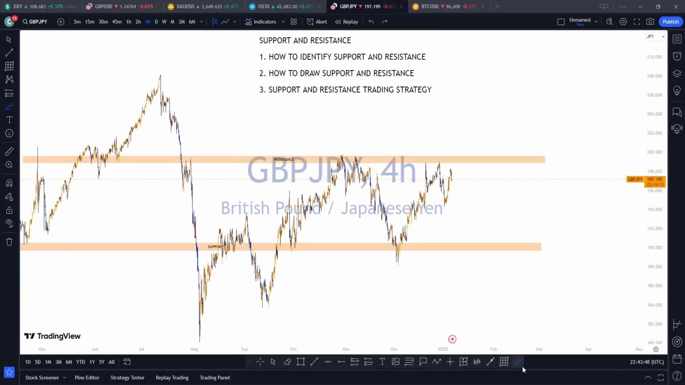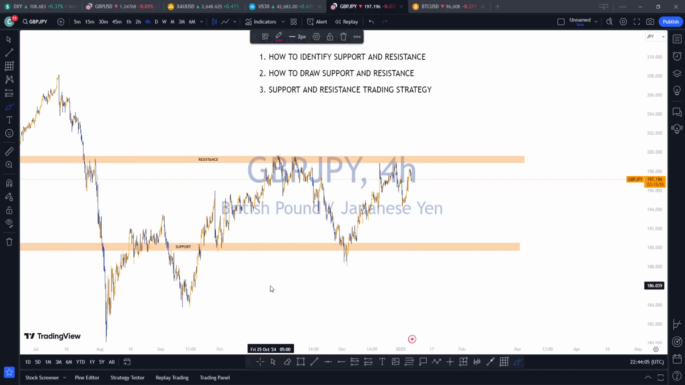We can also see a reaction around this area right here. I know it's not that neat. Like I said, it's not going to be neat, but we rejected around this area right here. You can see, that's also a very, very good support, right around this area. And that is how you identify good support and resistance.